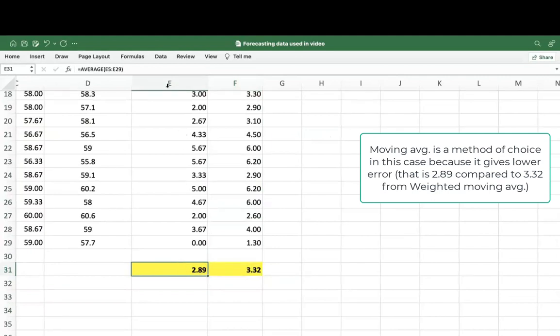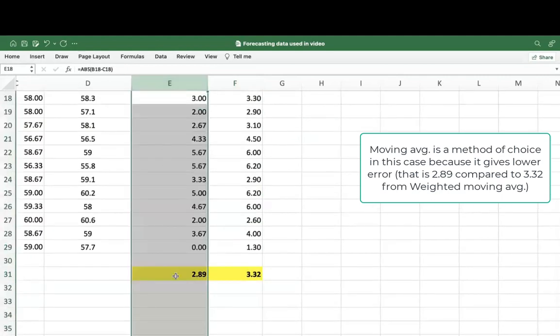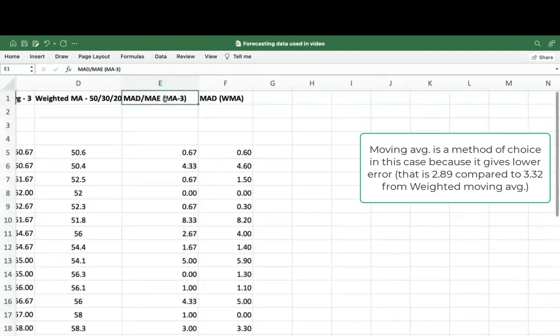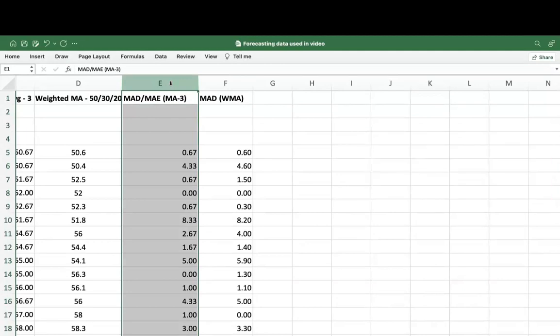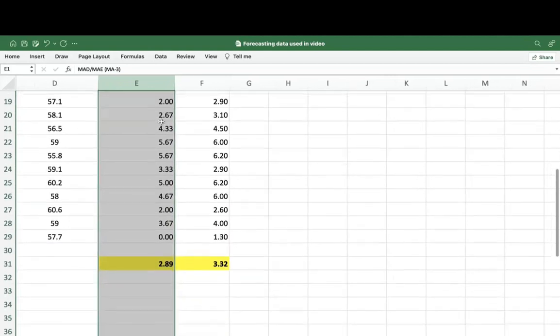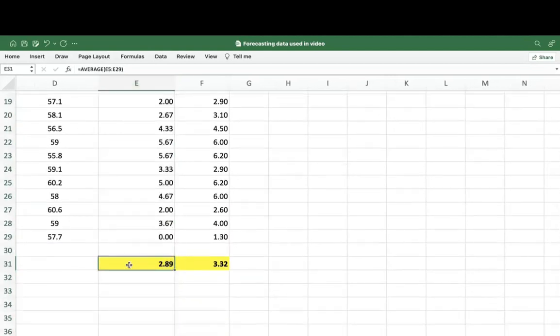So therefore, we should stick to this one, to moving average. In the same way, for instance, let's say you are using a 3-period moving average. Here you can see the 3-period moving average. You might have done a 5-period moving average, 7-period moving average, 2-period moving average. Then how are you going to select 2-period, 3-period, 5-period, 7-period, which one? Again, we'll be using this technique, and whichever gives the lowest value, we will choose that technique.